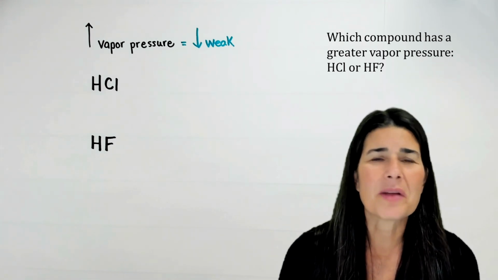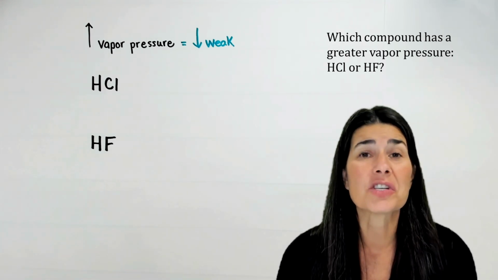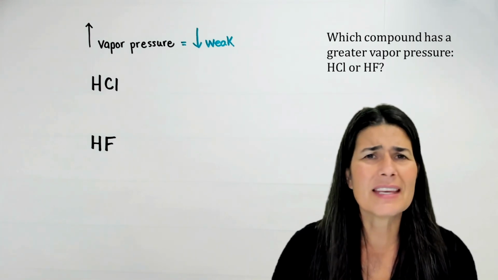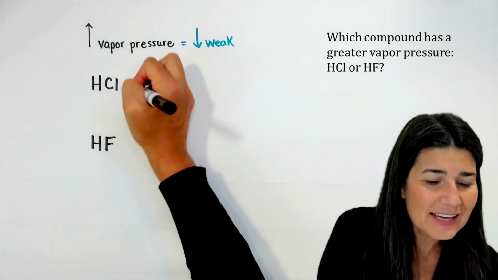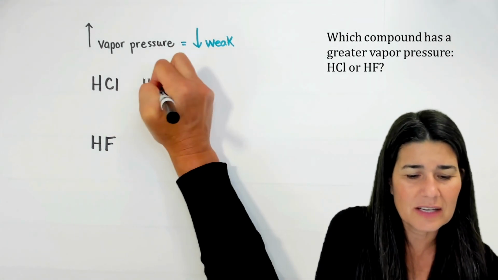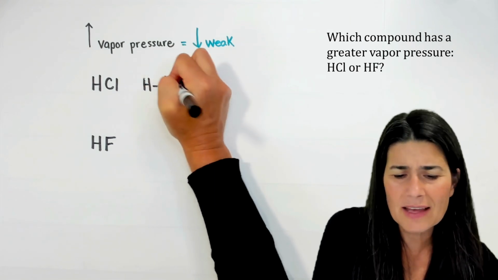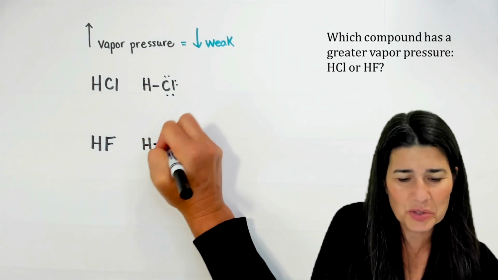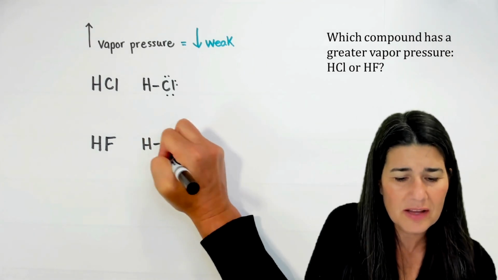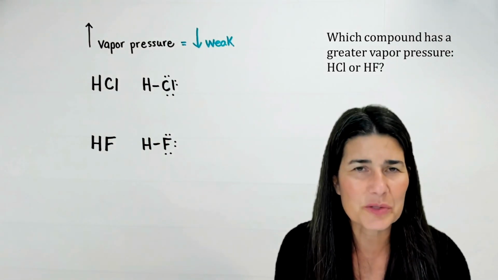To determine what those interactions are, we should draw the Lewis structure. These Lewis structures are easy for our molecules. HCl is a single hydrogen bonded to a single chlorine, and then my chlorine has its full octet. The same thing is true for the HF molecule. We just have linear molecules right here.